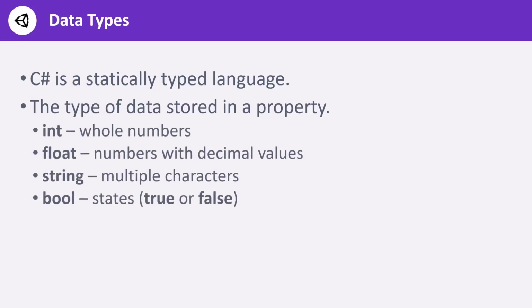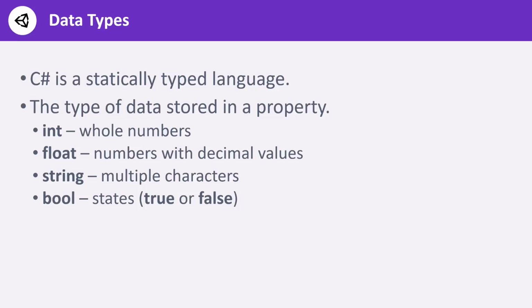Data types refer to the type of data stored in a variable. You can think of it as a way to categorize data. There are various types of data available. For this course, we're going to focus on 4 data types. They're called int, float, string, and bool. Int is short for integer. It allows us to store whole numbers. Float can also store numbers, but with decimal values. Afterward, the string data type can be used for storing multiple characters.